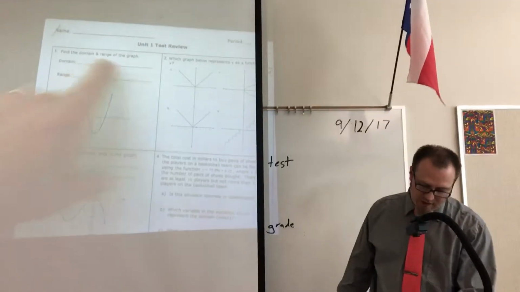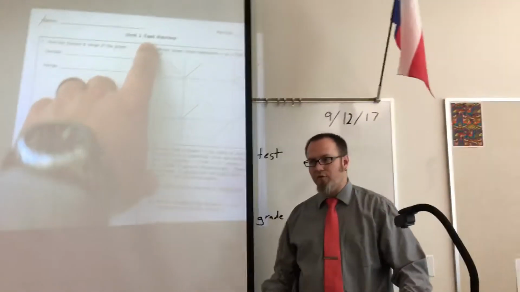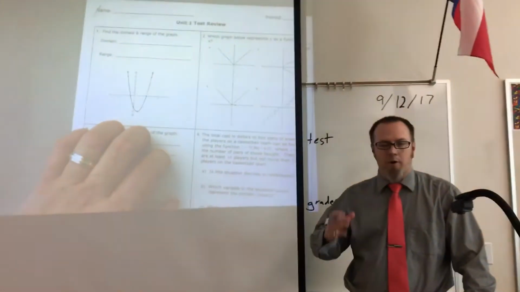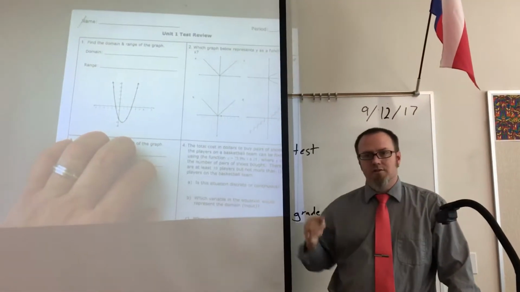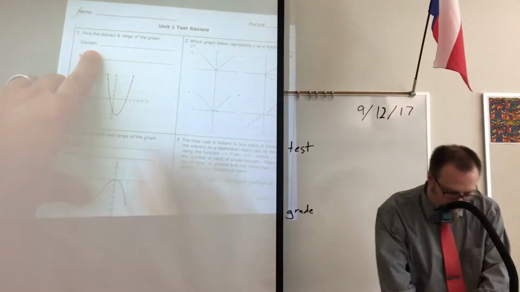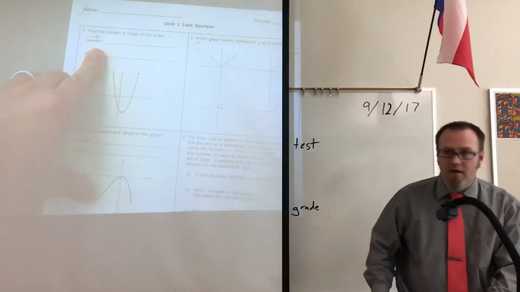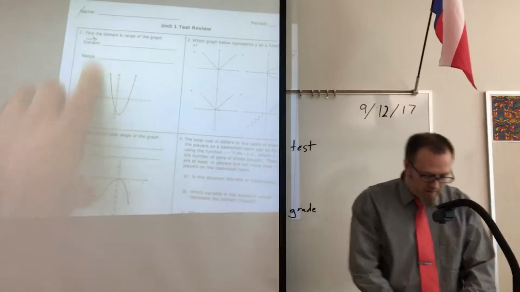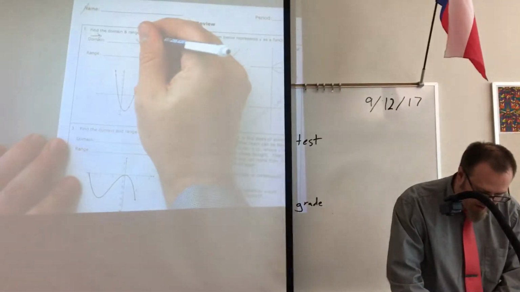Okay, so today we're going to talk about this Unit 1 test review. The answers are already posted online, the whole thing's filled in. So there's just a couple things that I want to talk about on this. First off, on this domain, remember domain always goes left to right. So make sure the numbers are in order. The other thing is domain is always X.